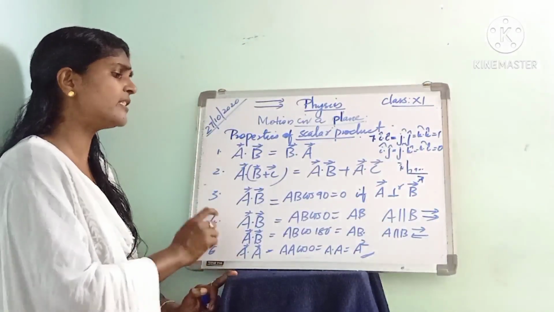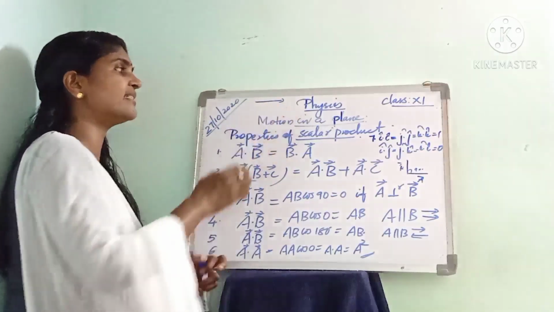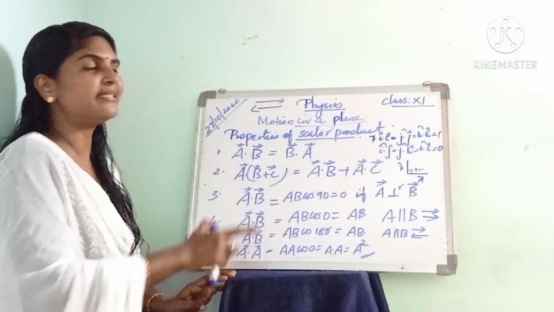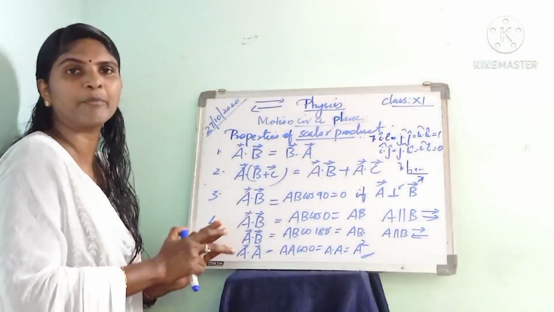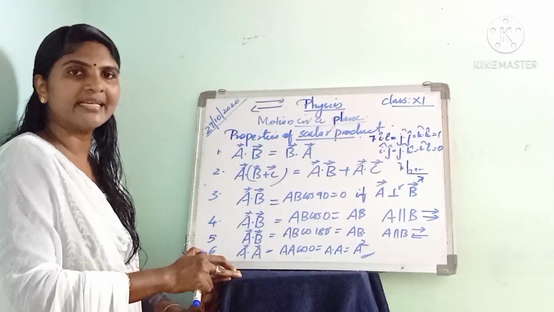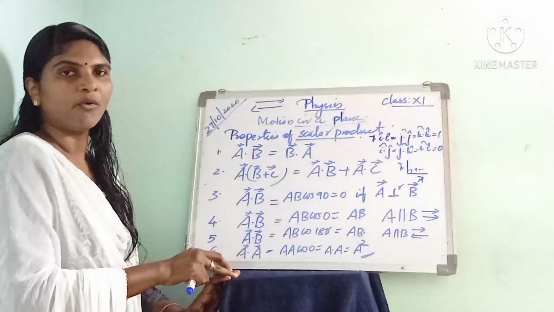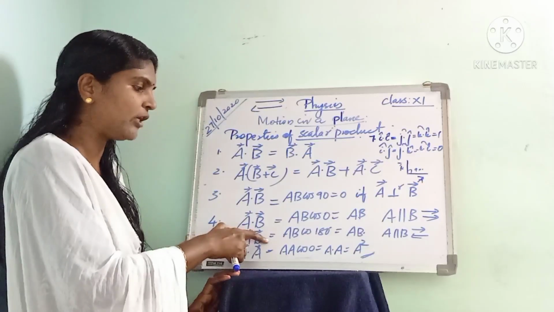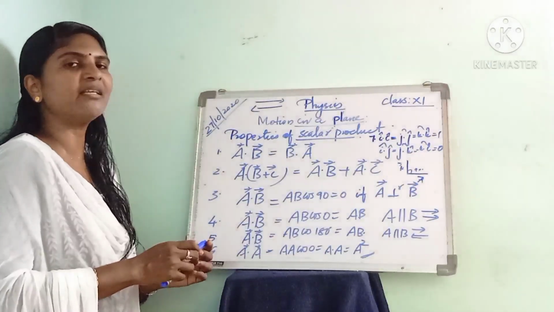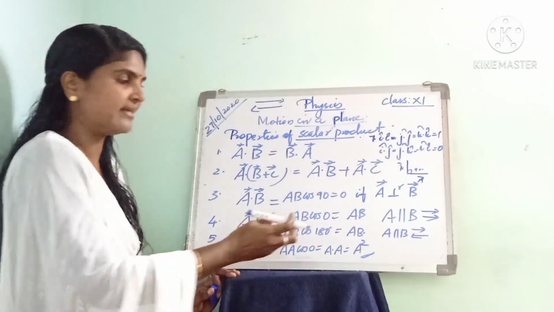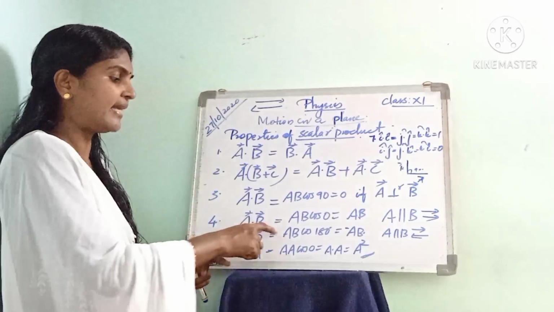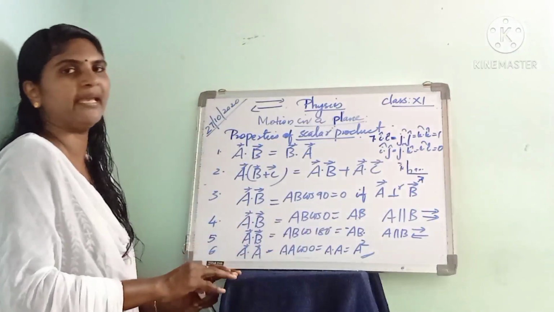Okay. And the next property is, suppose the two vectors are parallel and in opposite direction, then what about the scalar product? Here the two vectors are parallel and in opposite direction, then what is the angle? Here it is 180. So we can write A dot B is equal to AB cos 180. But you know the value of cos 180 is minus 1. So AB into minus 1 will give minus AB.